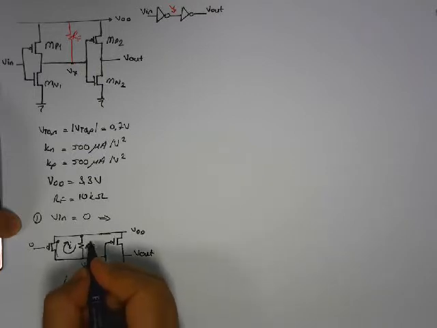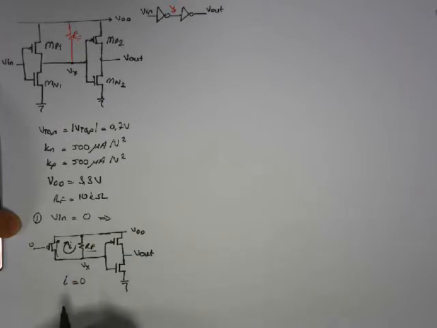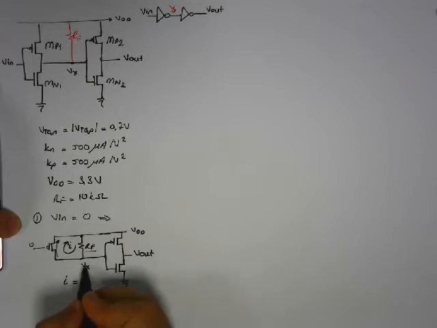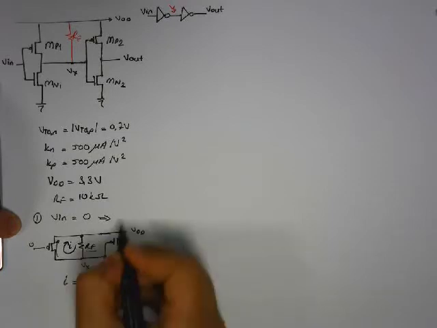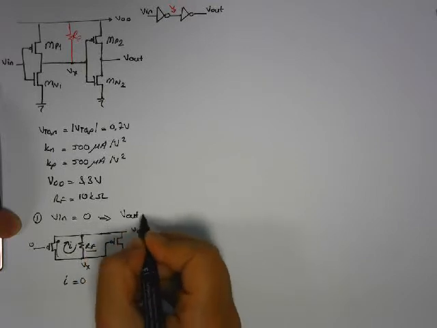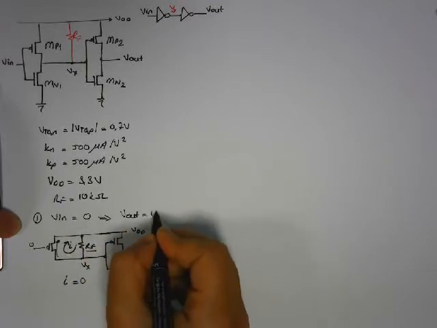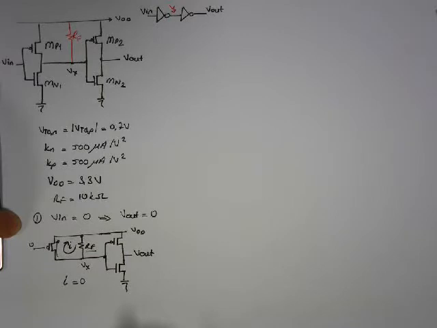Then, since there is no current flow through this unwanted resistance here, Vx is equal to VDD. When the input of the second inverter is VDD, then V out is 0. So as you see, RF didn't affect the function of these two gates.